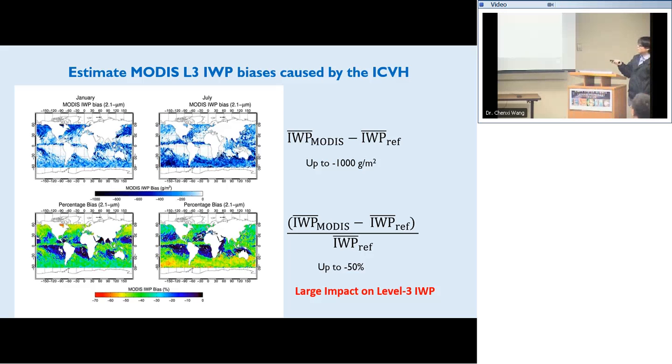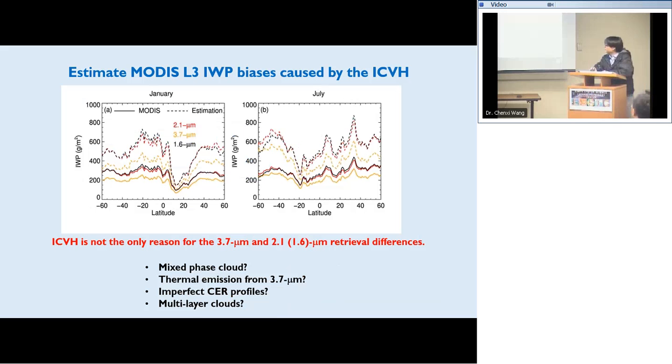And if you look at the differences in terms of percentage, you can find that for global average, the MODIS underestimates by about 30%. But for some local locations, for example here, the bias can be up to minus 50%. So the ICVH could have a very large impact on global IWP in the level 3 data.